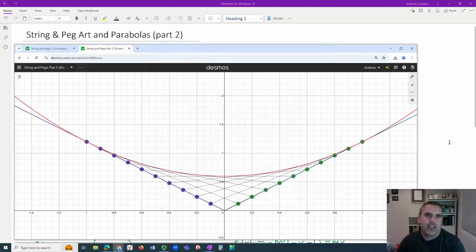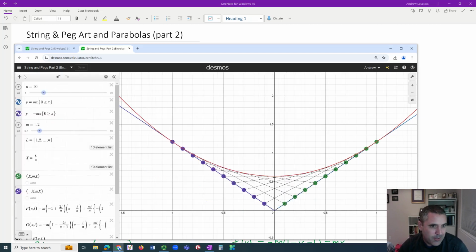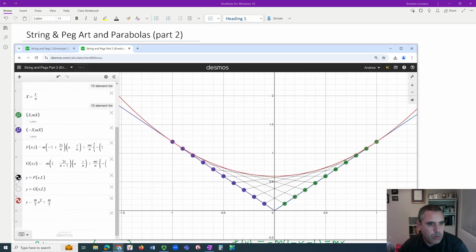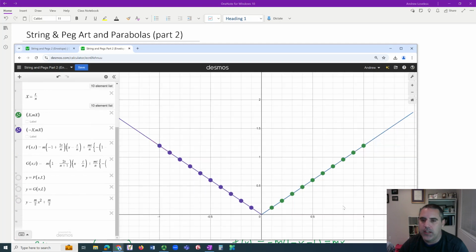Hey there, math fans. Since I just did a video on string and peg art, I thought I would make the part 2 because I already had it ready. So for part 2 of my little analysis, what I'm going to do is take 2 lines here.